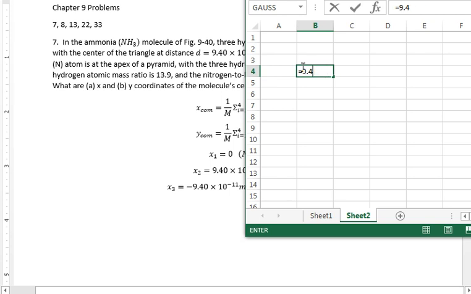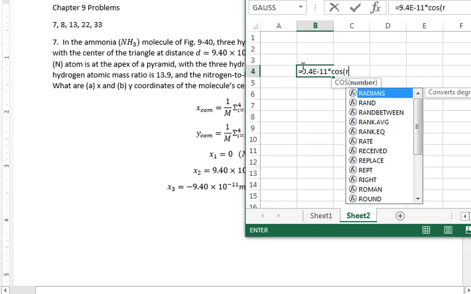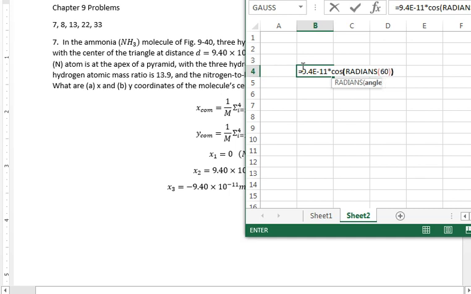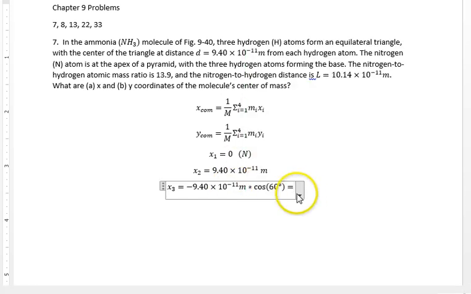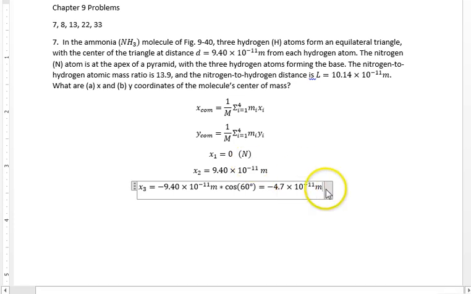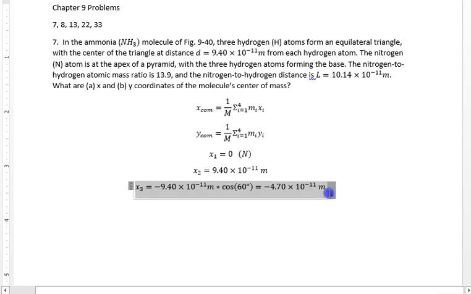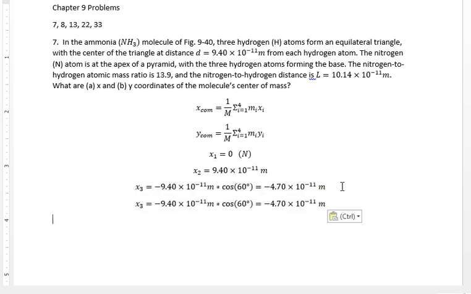9.4e minus 11 times the cosine of 60 degrees, that's 4.7 times 10 to the minus 11 meters. And the same is true for the last hydrogen.